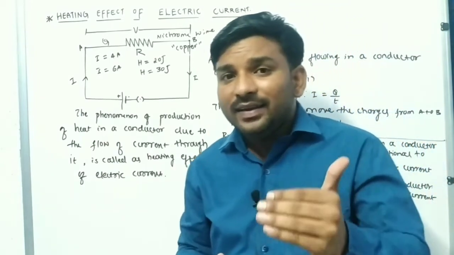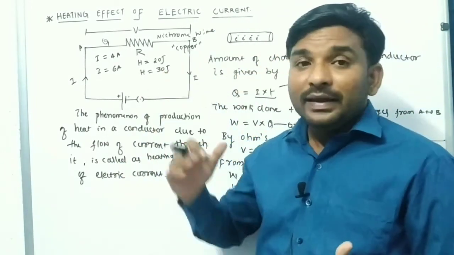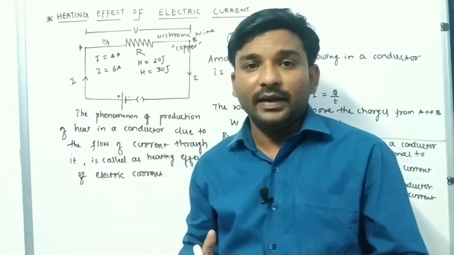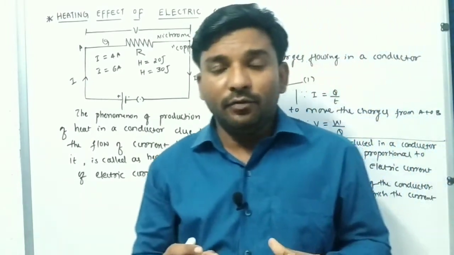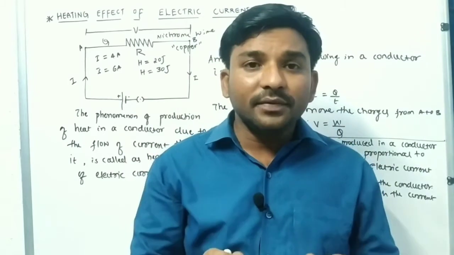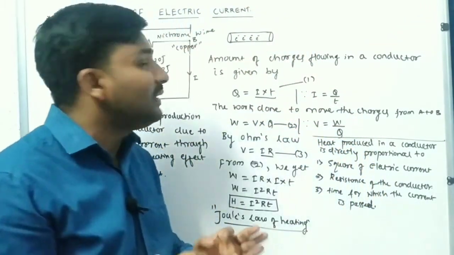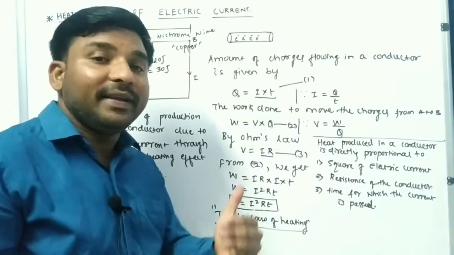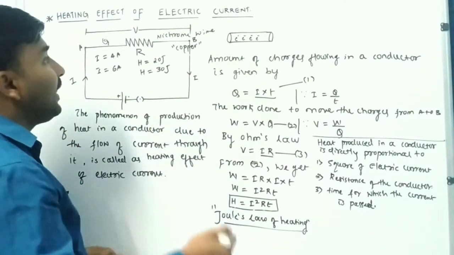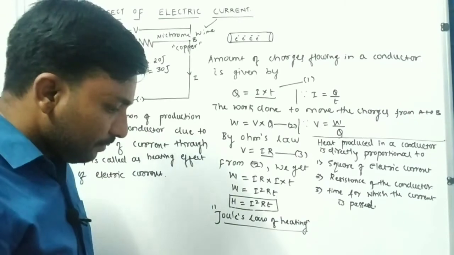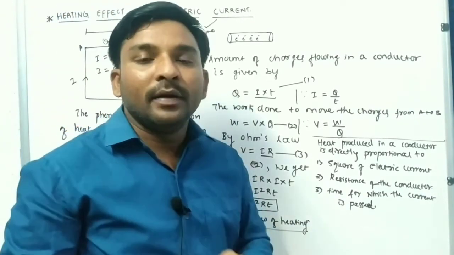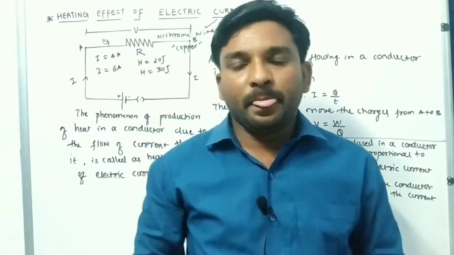Whereas if you take nichrome wire, the heat produced in a nichrome wire cannot be radiated away, right? So for the heating element, for heating purposes, most of the time we use a conductor with high resistance, like nichrome wire. You need to remember this very well.